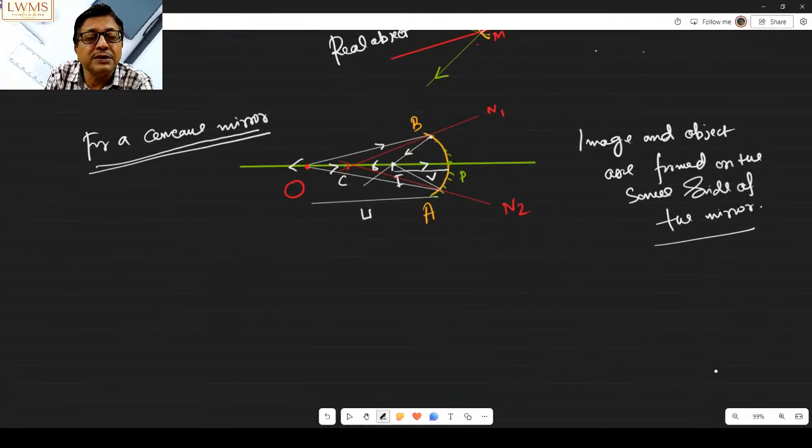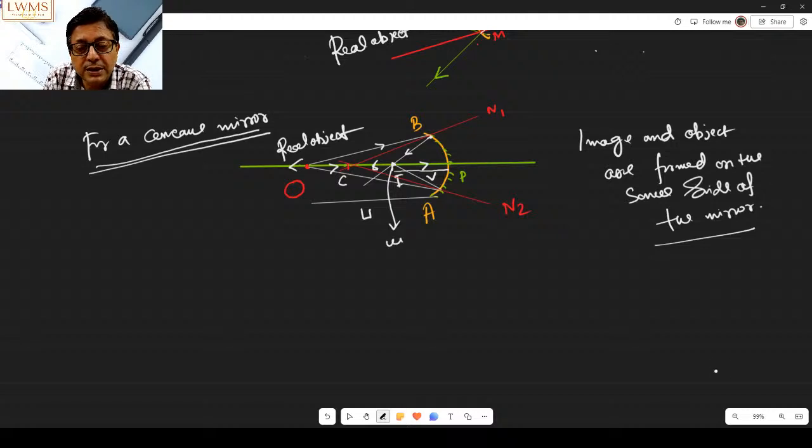So how do you name this? This is a real object, and this one is a virtual image. Sorry, a real image. Why a real image? Because the reflected rays, this ray going this way, is reflected back this manner, and this one going this way is reflected back this manner, they are meeting at the point I. So the image should be real.